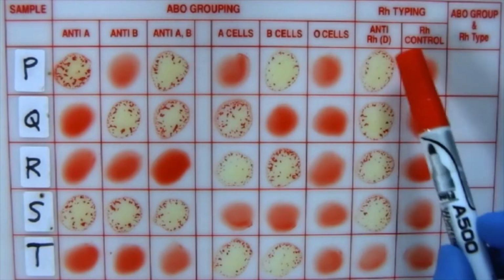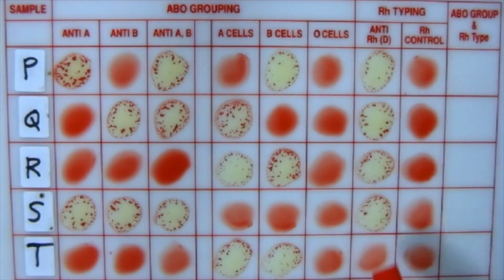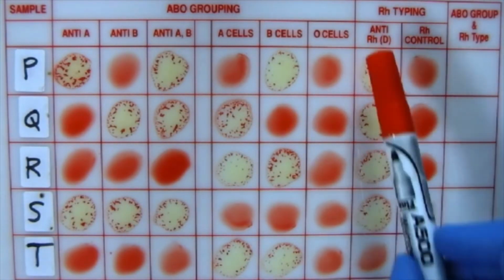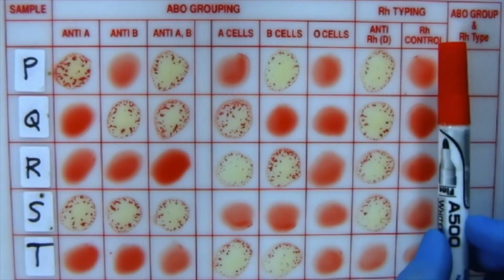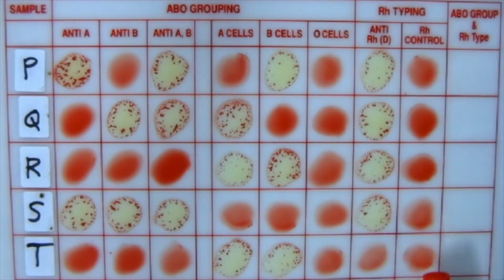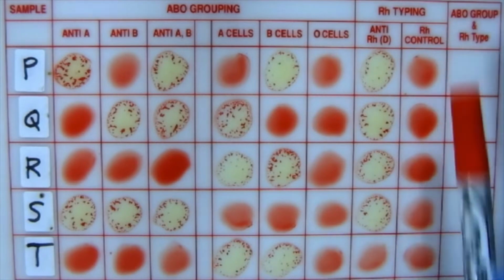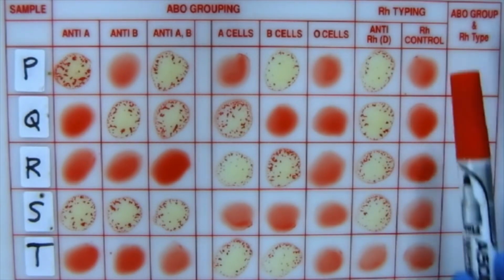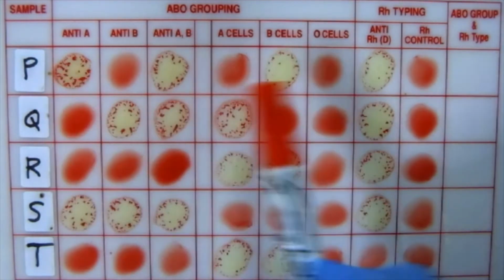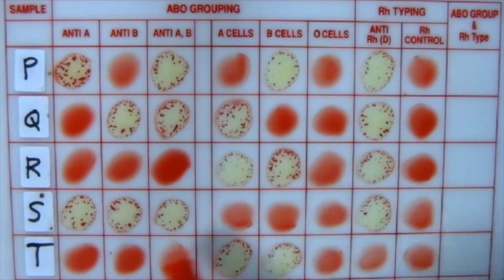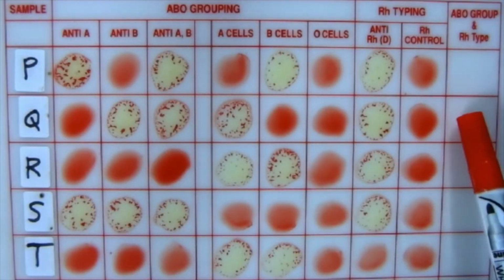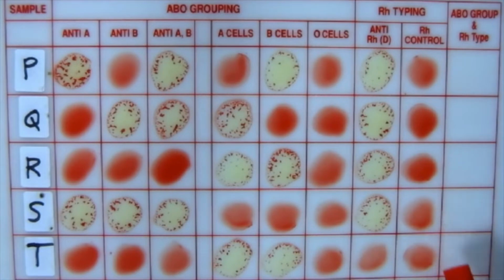Okay, and then this area is the rhesus typing. So we have the rhesus D, anti-D here, and for this section will be your rhesus control. So the rhesus control is to make sure that your test is valid. The rhesus control must always be negative at all time.